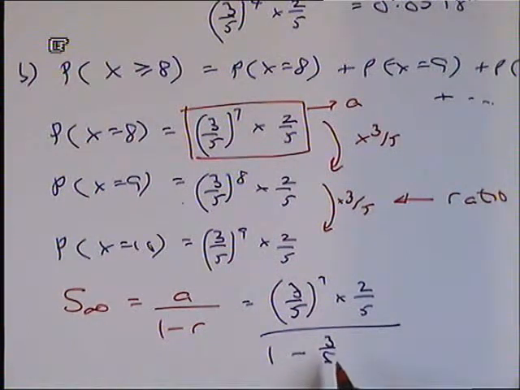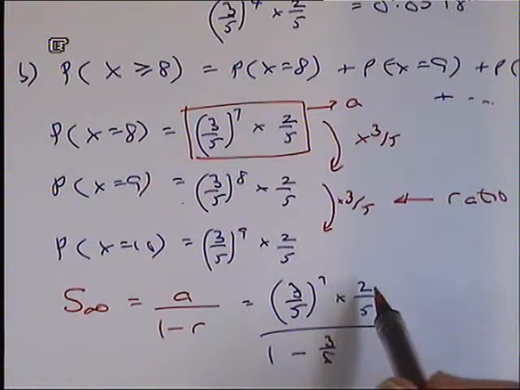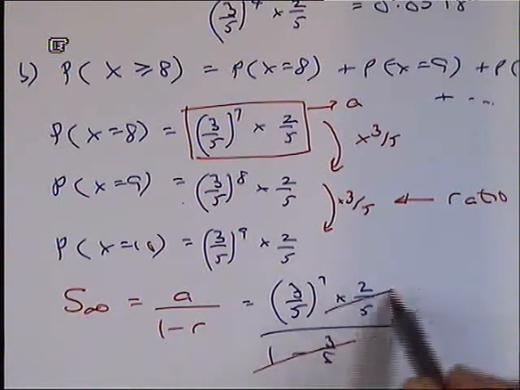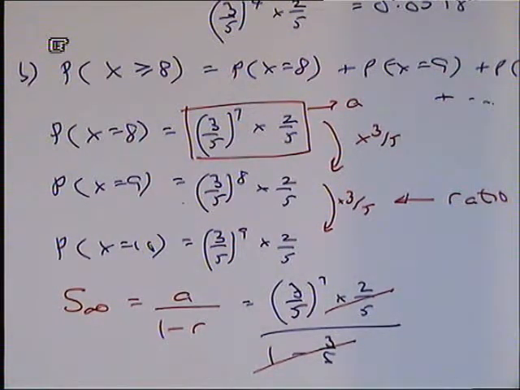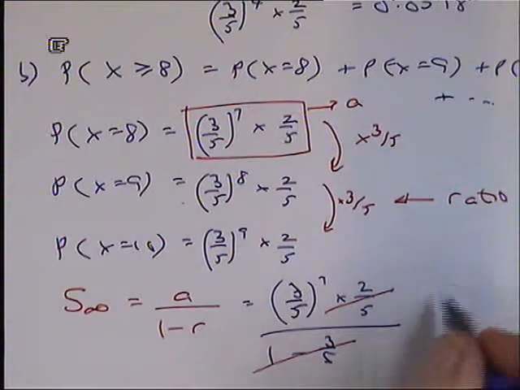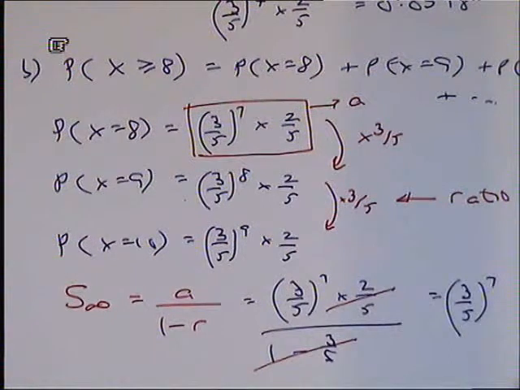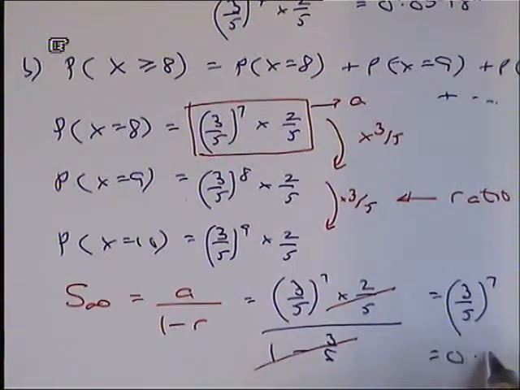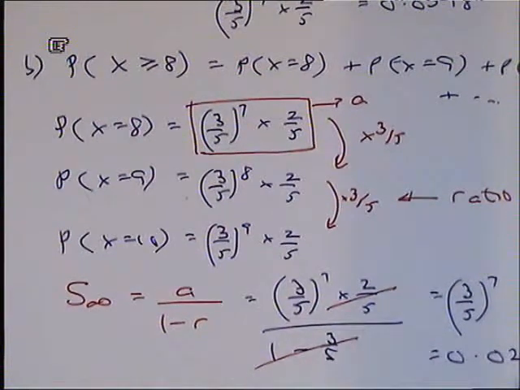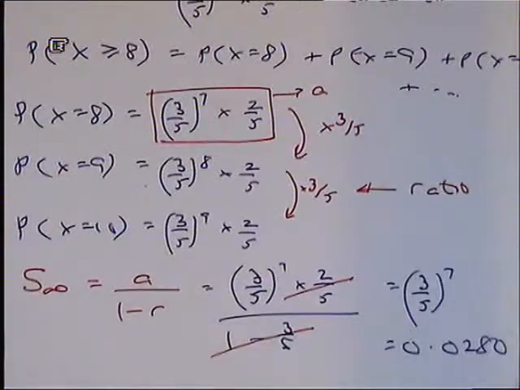And what happened before happens here again. 1 minus 3/5 is 2/5. So there's 2/5 on the bottom of the fraction and there's a 2/5 up here as well. They will cancel out and you are left with 3/5 to the power of 7. And if you work out 3/5 to the power of 7, you will get the answer 0.0280.